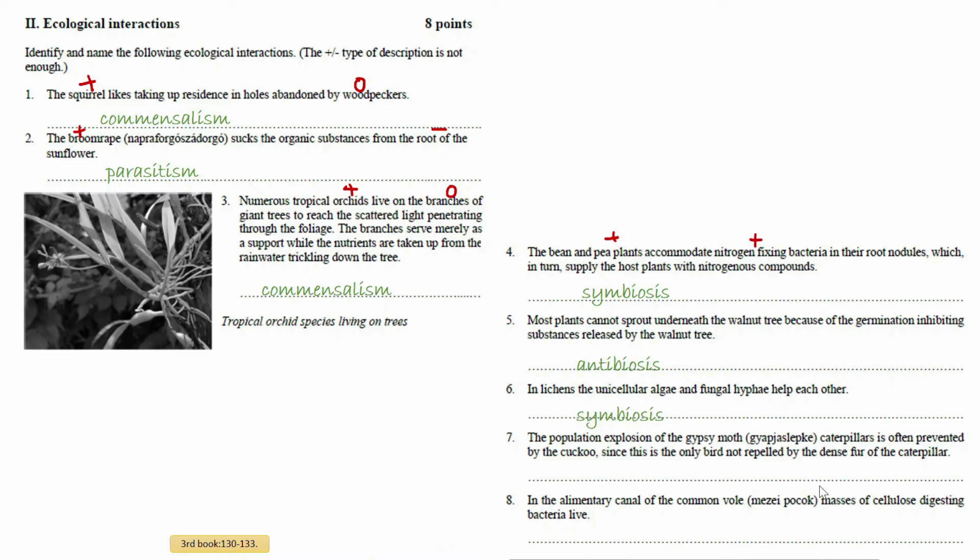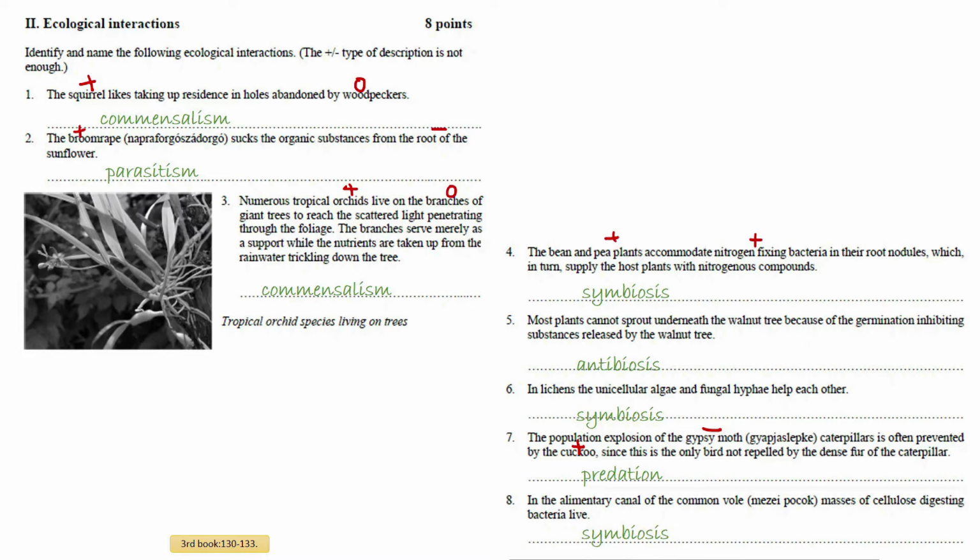The population explosion of the gypsy moth caterpillars is often prevented by the cuckoo, since this is the only bird not repelled by the dense fur of the caterpillar. Okay, this is going to be predation because one organism is benefiting from the interaction and the other one is harmed. In the alimentary canal of the common wall, masses of cellulose digesting bacteria live. Okay, so this is positive for both, therefore the type of interaction is called symbiosis.